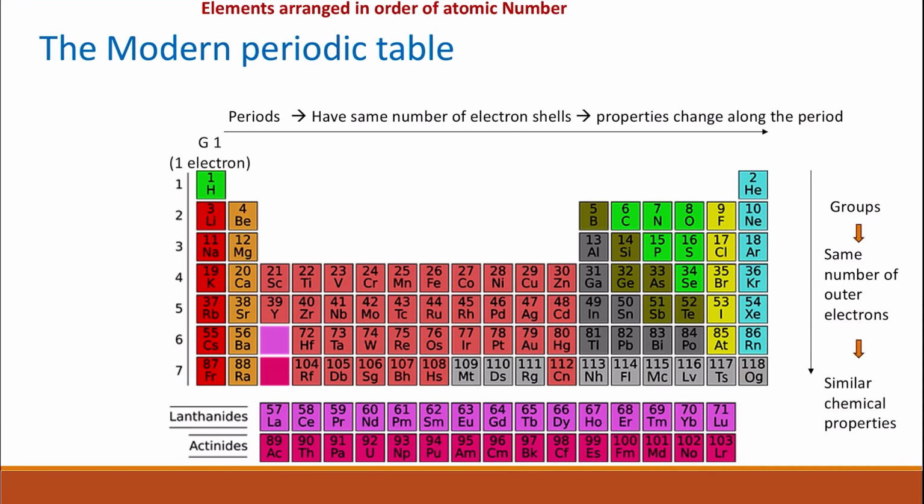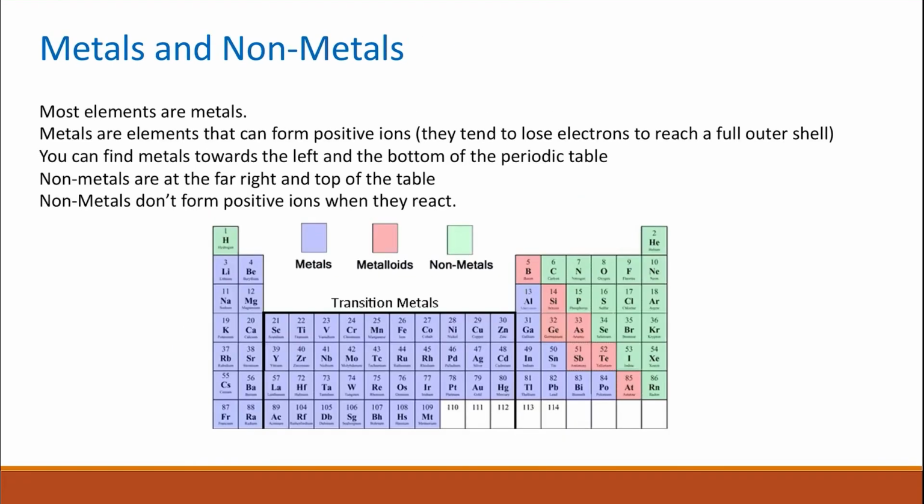So we have group 1 elements here. They all have one electron in their outer shell, and they have similar chemical properties. Group 2 elements have two electrons in their outer shell, and then the group at the far right of the periodic table is called group 0 elements, or noble gases, and they have a full outer shell of electrons.